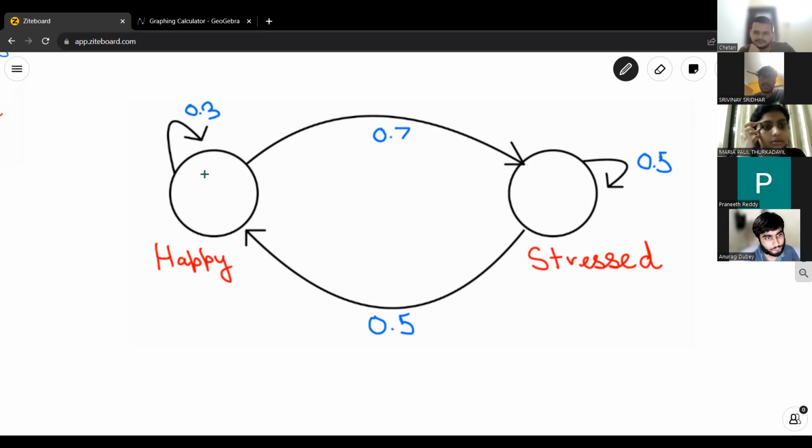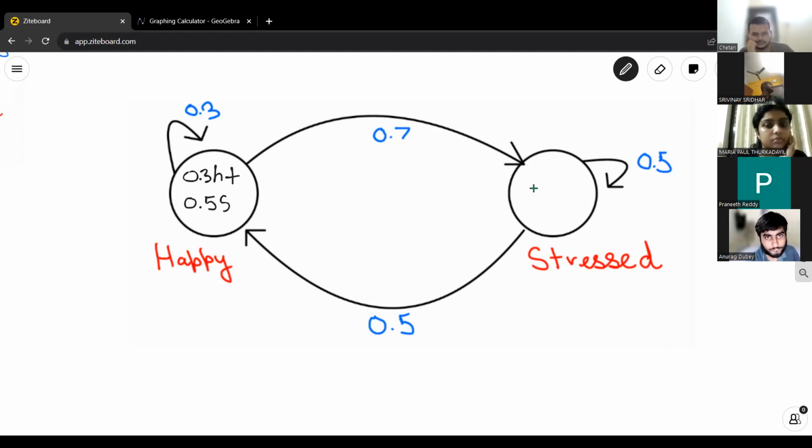So if the input is h and s, happy is nothing but 0.3h plus 0.5s. Right, exactly. Should I write? Yeah, you can write it down. 0.3 of h, 0.5 of s.